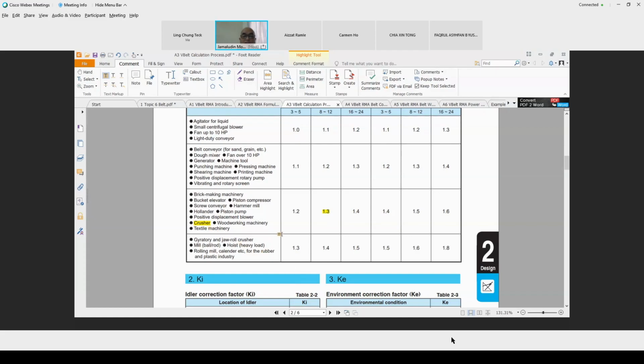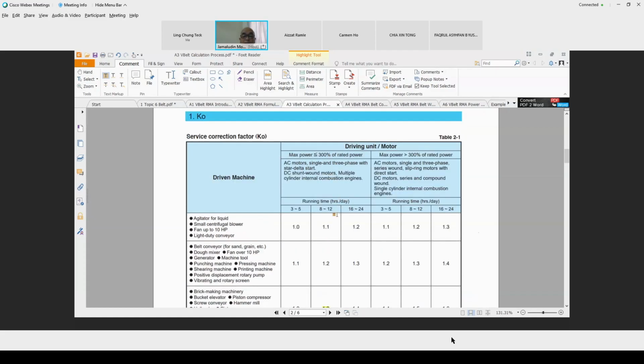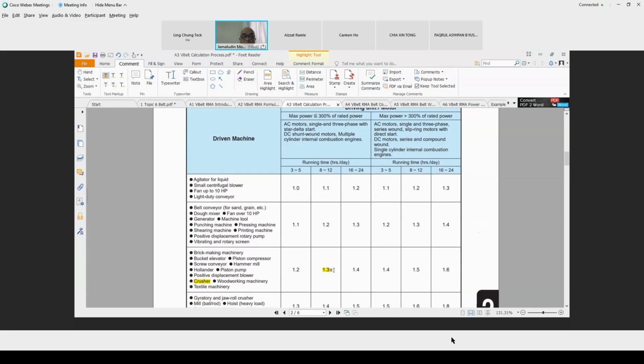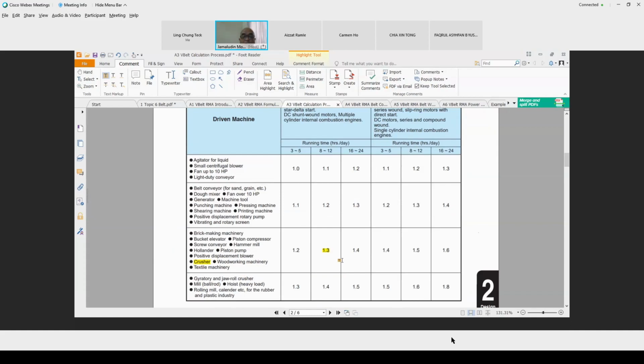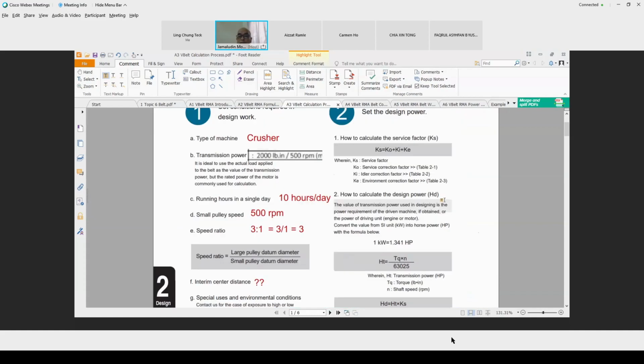The row of crusher. This running time is 10 hours, based on the question, because it's going to be 10 hours per day. And it's going to be 1.3.